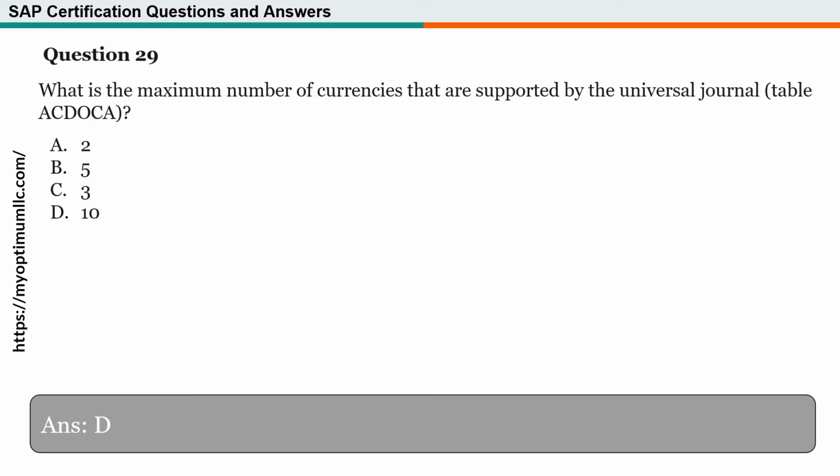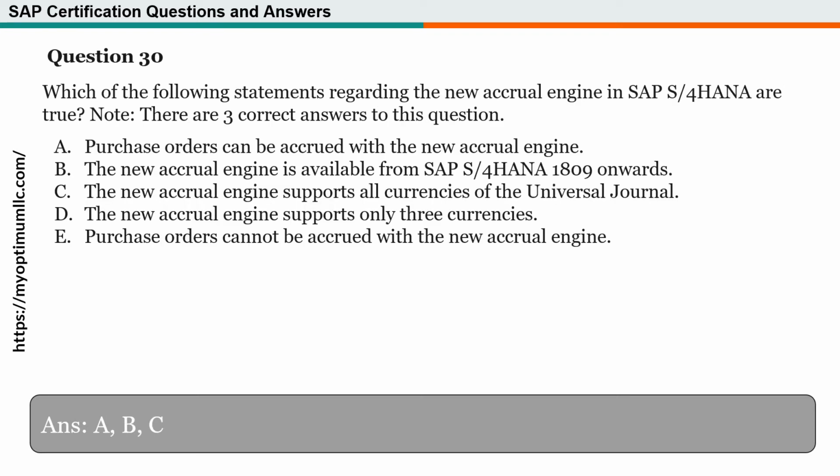Question 29. What is the maximum number of currencies that are supported by the Universal Journal, Table ACDOCA? A. 2. B. 5. C. 3. D. 10.